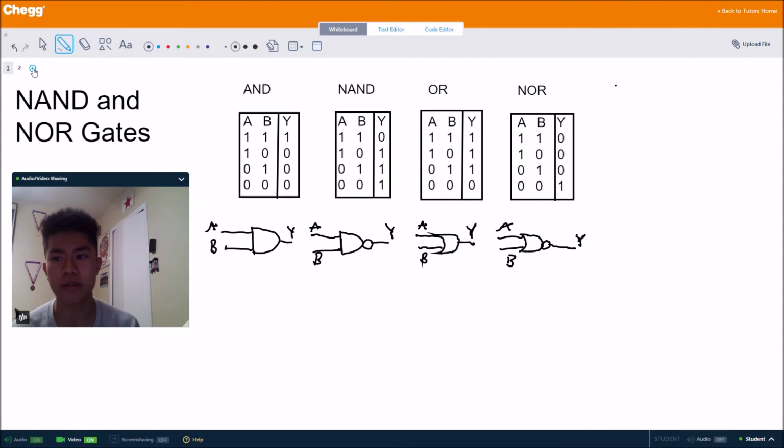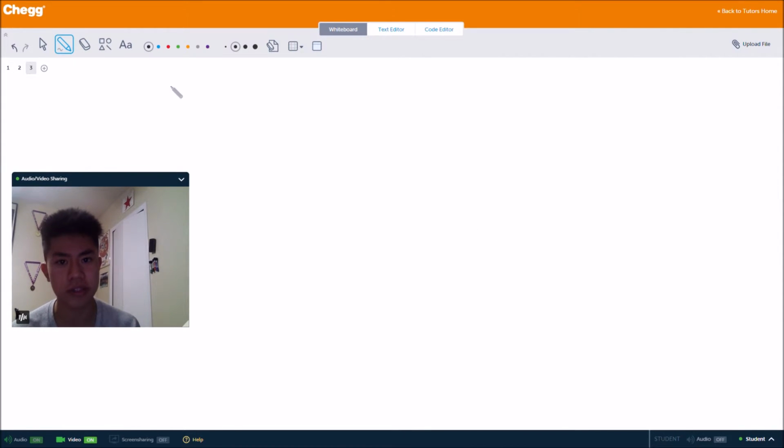Alright? So you probably think you misheard me, but you didn't. You can create all logic gates using just a NAND gate, and also a NOR gate. So let me prove it to you, because I'm almost positive you don't believe me.